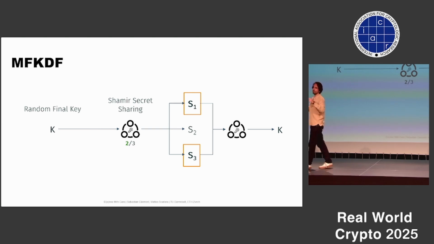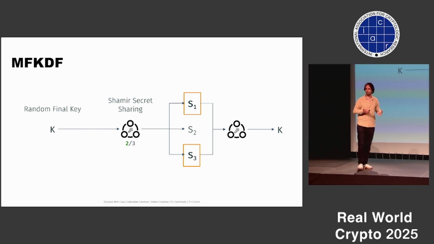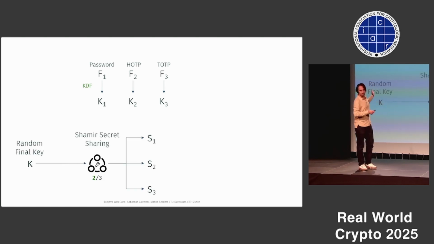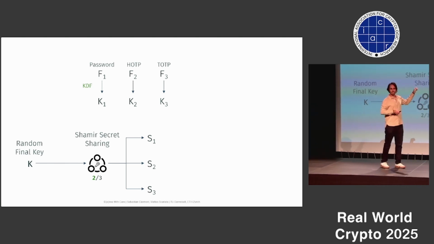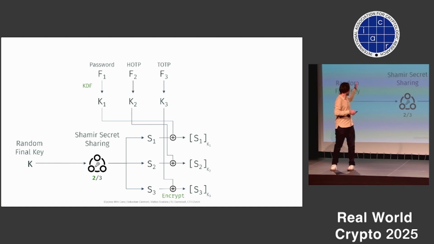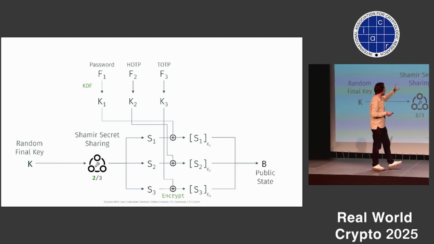But how do we factor this Shamir secret sharing implementation into the bigger picture of MFKDF? Well, we take our factors, we derive a key from each factor, and now we plug in the bottom part. So we take our final key, secret share it, and then we can encrypt each of those shares with a key from each factor. Okay, and now we have encrypted shares.